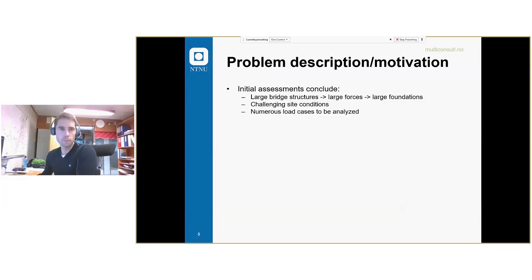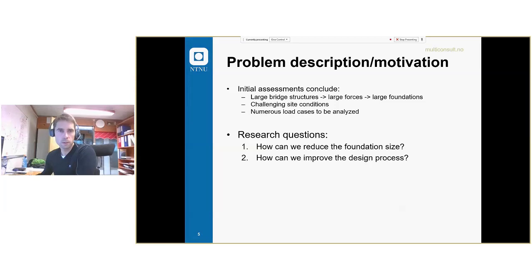So on the problem description and the motivation for this work, initial assessments concluded that, well, if you have a large bridge structure, you will have large forces, which will require large foundations. There are challenging site conditions, looking at the geology along the west coast, and there are numerous load cases to be analyzed. So I had these research questions. How can we reduce the foundation size? And how can we improve the design process?